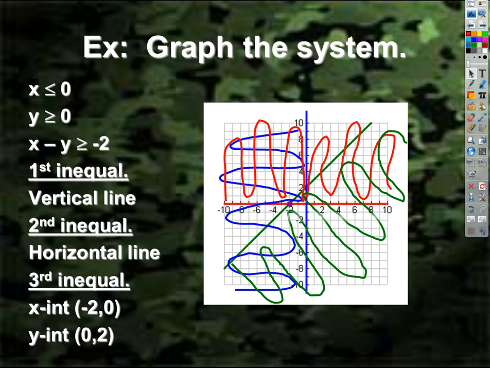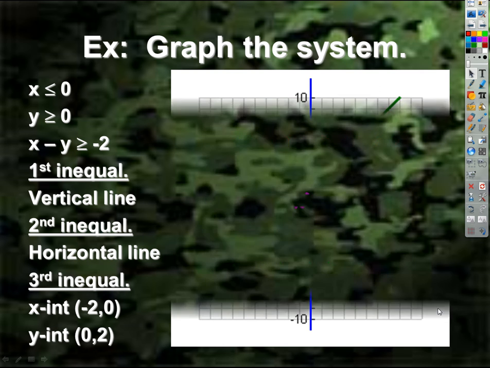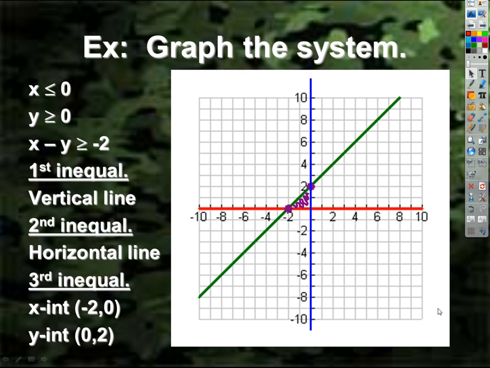So where's the solution here? Just that little teeny tiny spot right there is the only place, Jeremiah, that is triple shaded, right? Okay. So there's our solution.